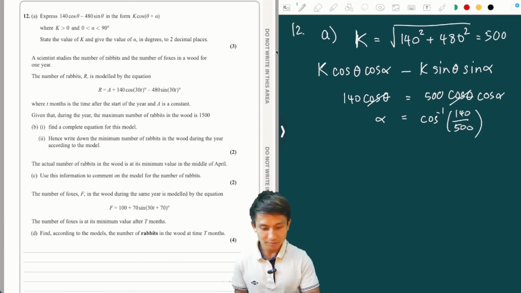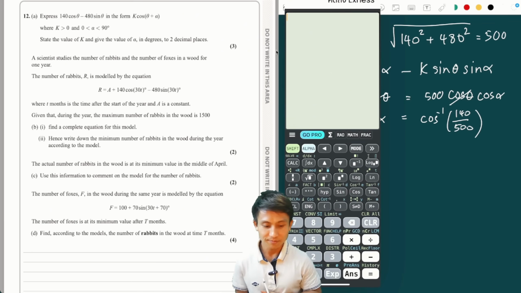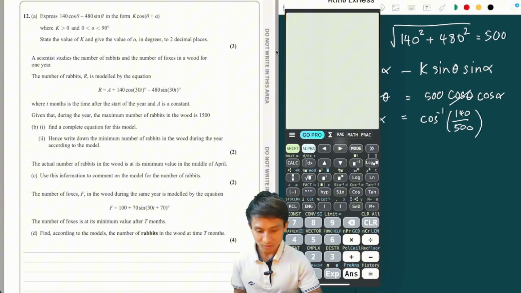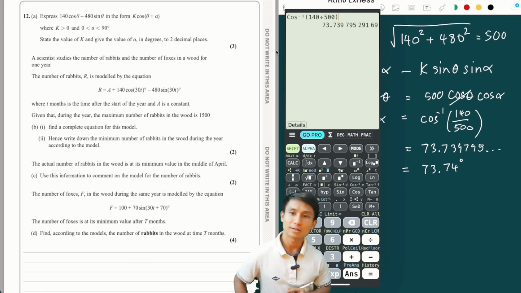All right, so I'm just going to do arc cos here. Sorry about that. We need to do alpha in degrees. So I'm just changing that to degrees. And then arc cos 140 divided by 500. That gives me 73.3739795 and so on. Rounding that to 2 decimal places, so it's that. Yeah.